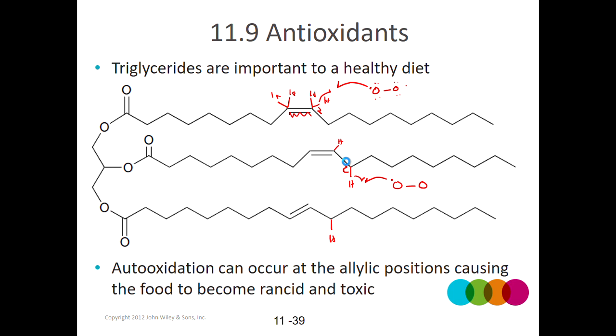So any allylic position that undergoes this reaction, where a hydrogen is abstracted to leave a radical, and then the radical combines with another oxygen, is going to end up putting this peroxide structure. And if you eat that, it's reactive and it can start causing other reactions. It's not a good thing to eat.